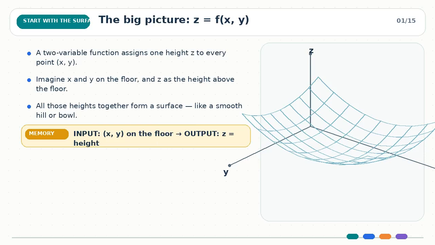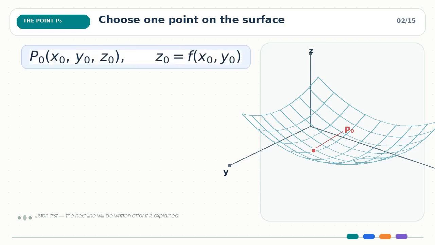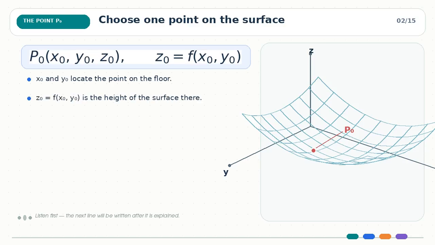Keep this picture in your mind. The input, x, y, is on the floor. The output, z, is the height. Choose one point on the surface and call it P0. Its coordinates are x0, y0 and z0. The numbers x0 and y0 locate the point on the floor. The number z0, equal to f of x0, y0, is the height of the surface at that place.